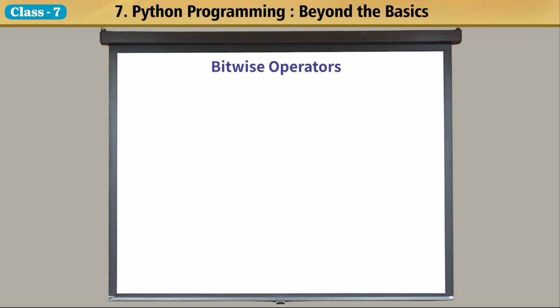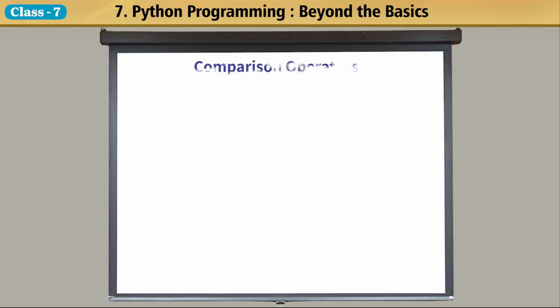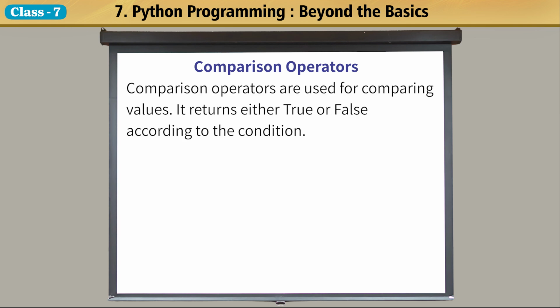Bitwise operators. Bitwise operators act on operands as if they were strings of binary digits. Bitwise operators are used for comparing binary numbers. They operate bit by bit, hence the name. For example, 2 is 10 in binary and 7 is 111. Comparison operators. Comparison operators are used for comparing values. They return either true or false according to the condition. Operators used are greater than, less than, equal to, not equal to, greater than or equal to, less than or equal to.